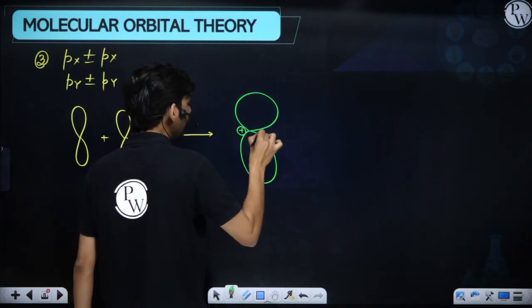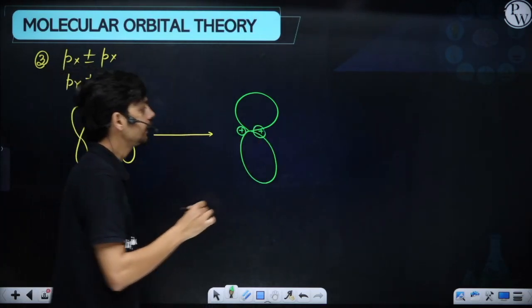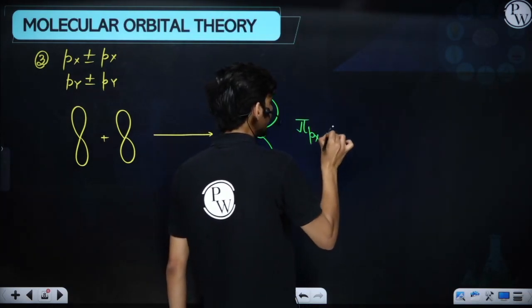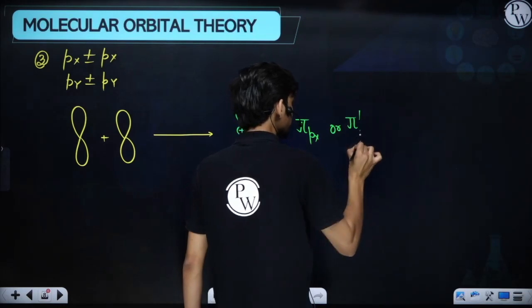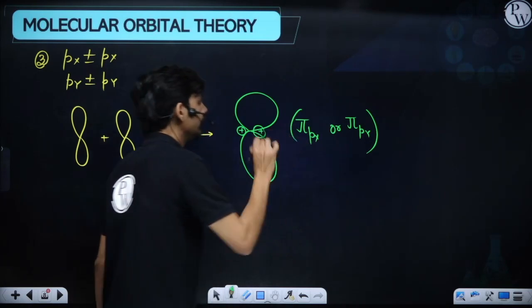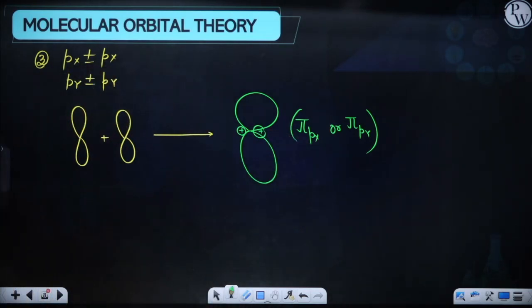One nucleus will be here, one nucleus will be here. So this is your pi bonding orbital. Either it can be px or it can be py. This is your pi px or pi py orbital.